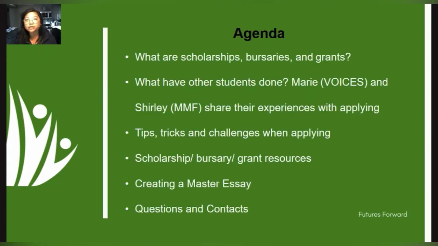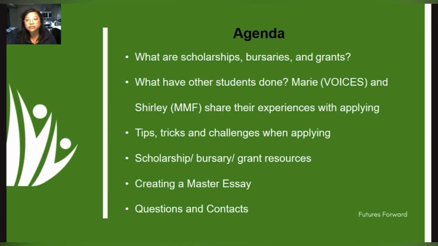I'll just go over some of the areas that we'll be talking about today. Firstly, looking at the different awards that are out there that you can apply to, such as scholarships, bursaries, grants, and looking at the differences between them. We'll also have some guest speakers, Marie from Voices and Shirley from MMF, and they will share their experiences when they applied for the different scholarships and bursaries.